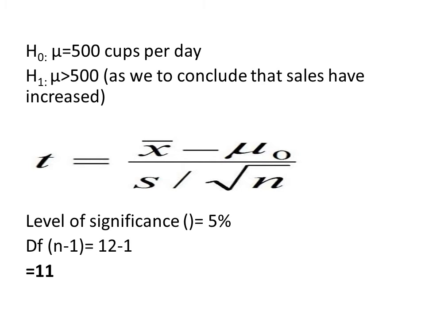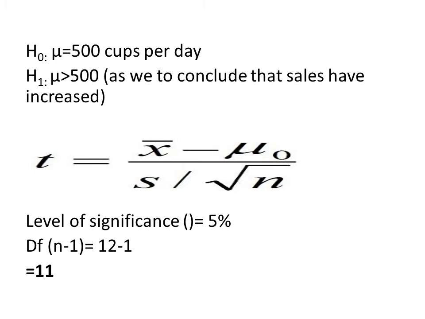Now, as I said, we frame the null and alternate hypothesis on the basis of the population mean, not on the basis of the sample mean. So the null hypothesis is that the population mean is equal to 500 cups per day. Since the question asks whether the sales have increased or not, it is a one tail test, and hence the alternate hypothesis is that the population mean mu is greater than 500.